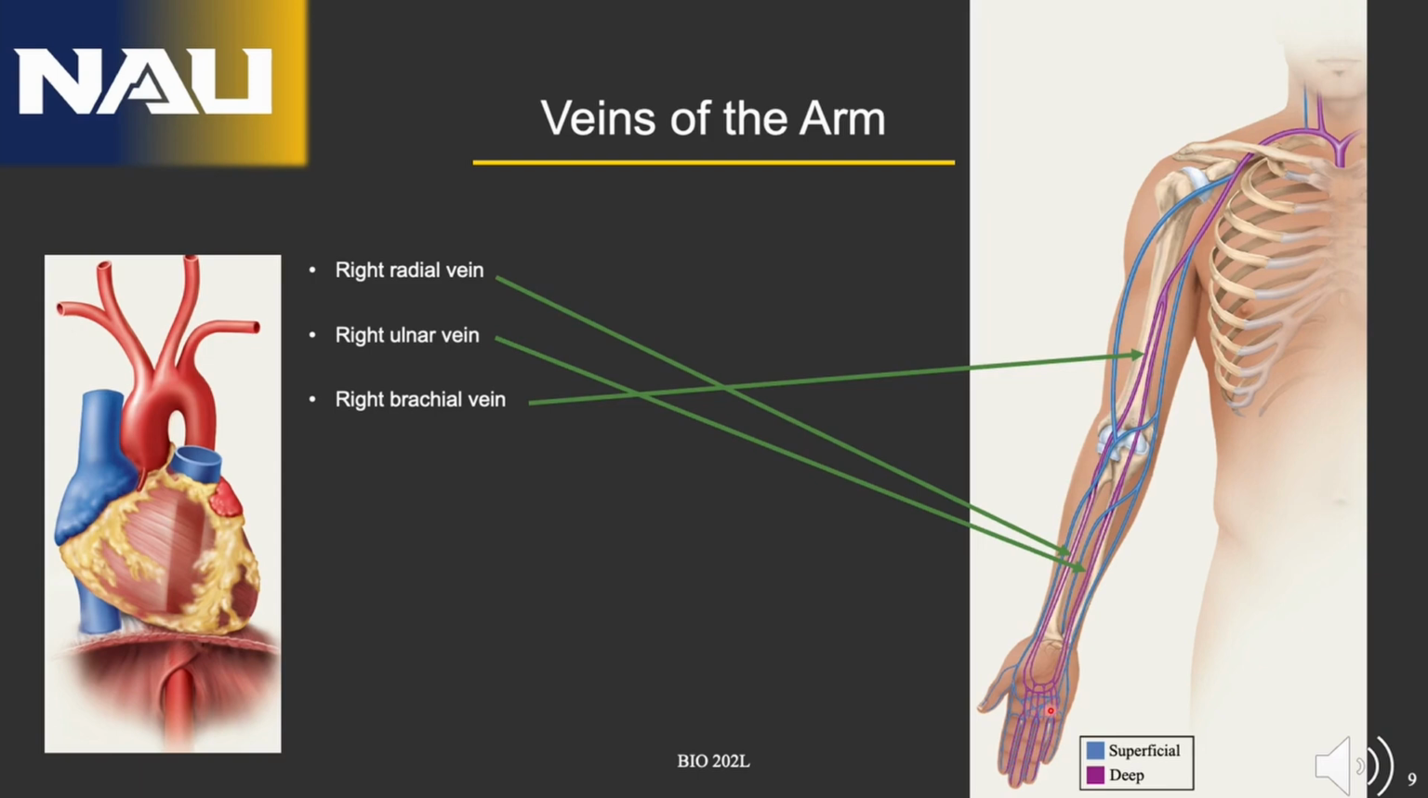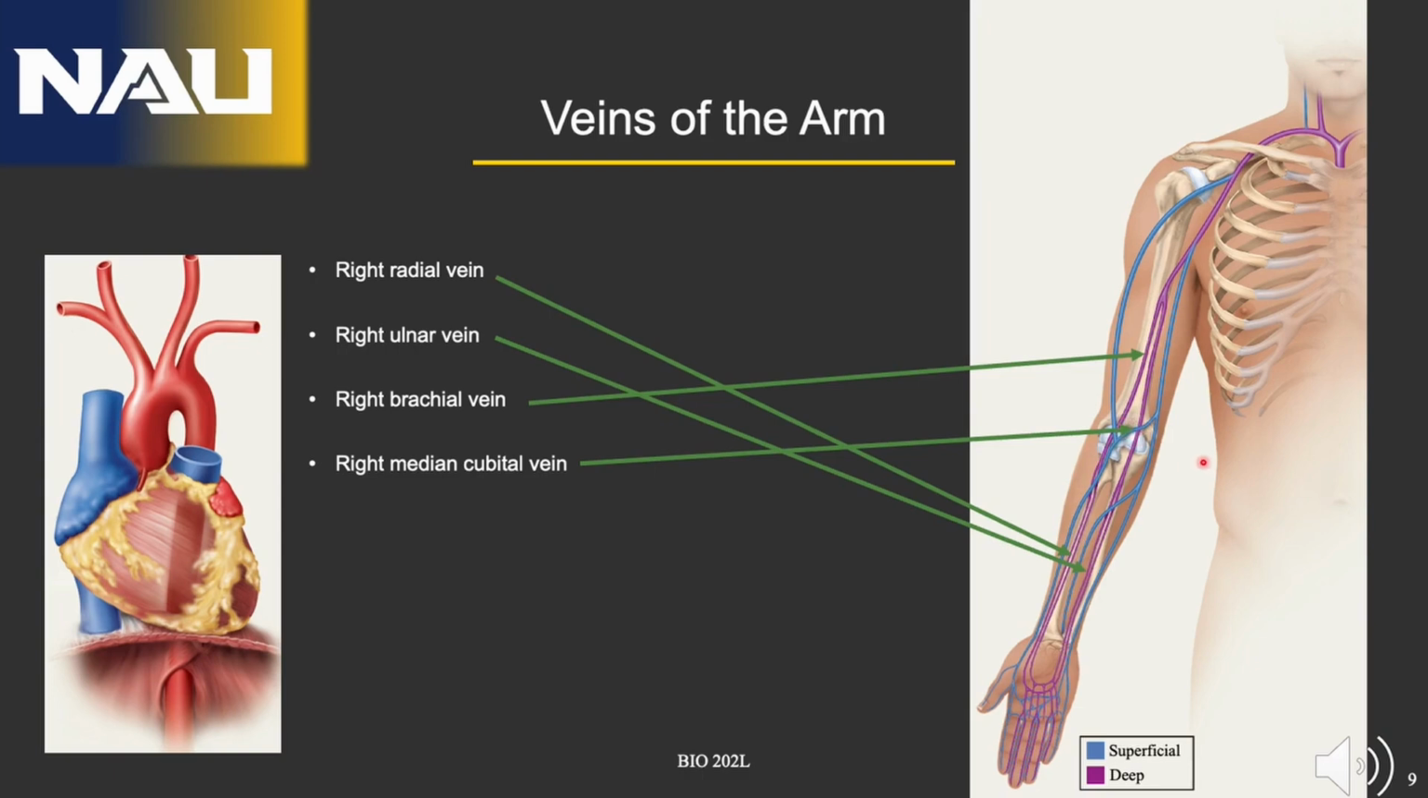At the cubital fossa, the right median cubital vein connects the cephalic and basilic veins. This vein is often used for venipuncture due to its accessibility. So this is like when you get a blood draw, or if you've ever had an IV, this is where they typically will put them because it's easy to find this vein and it's a rather large vein and it's on the surface.